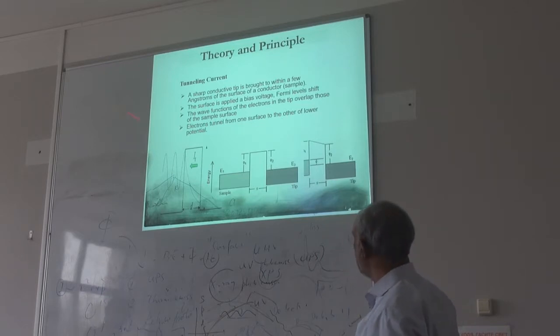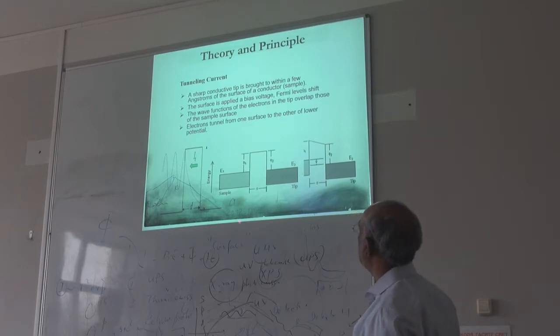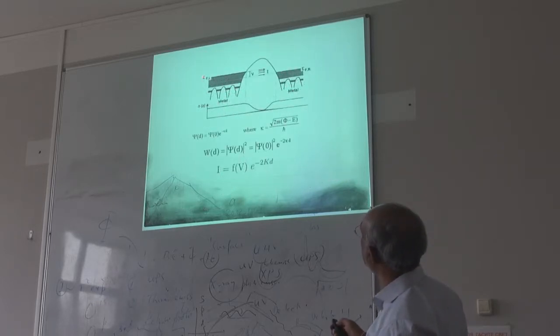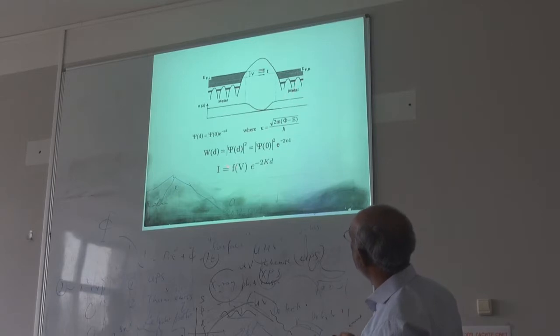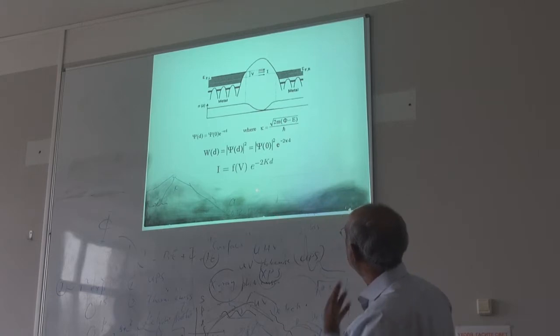From that you can look at the tunneling current. If this is your incoming wave function, it attenuates here, then again goes into your tip. This is how tunneling happens. The current is given by this decay constant K, which is given by this value here. Everybody has done the Schrodinger equation, right? It comes from solving the Schrodinger equation.